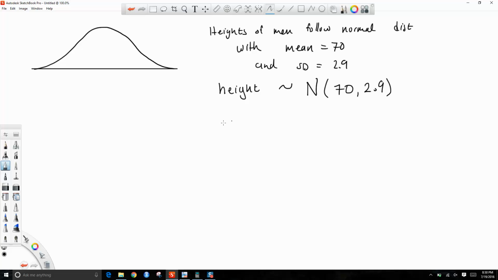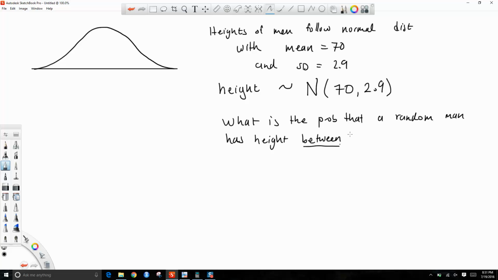Okay? And we could ask a question, like, what is the probability that a random man has a height between, we'll say, 69 and 72 inches tall. For this, we would put the number 70 right here in the middle. This is our picture. And I'm going to draw a line at 72, and I'm going to draw a line at 69. And what I want to know is this area in between.